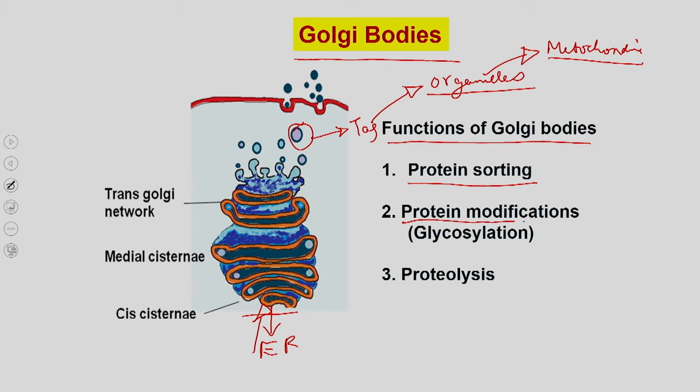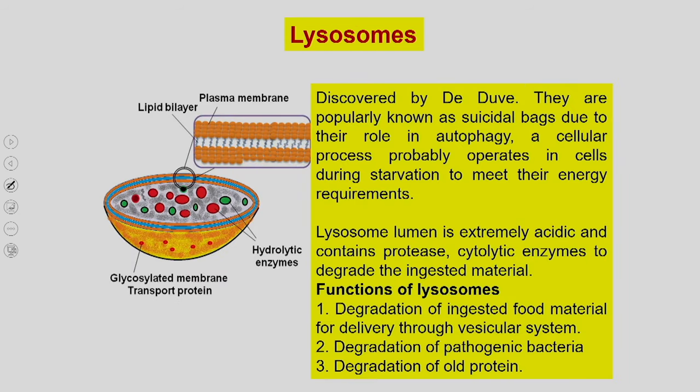Golgi bodies also play a role in protein modification or glycosylation, and ultimately also in proteolysis or the degradation of proteins. Let's move on to the next organelle, which is known as the lysosomes. Lysosomes are popularly known as suicidal bags.